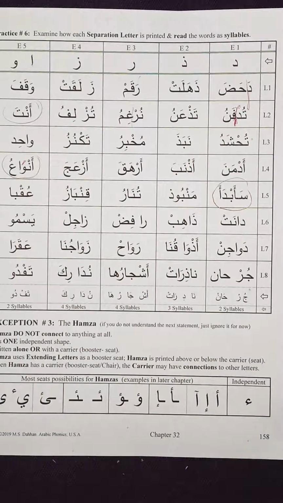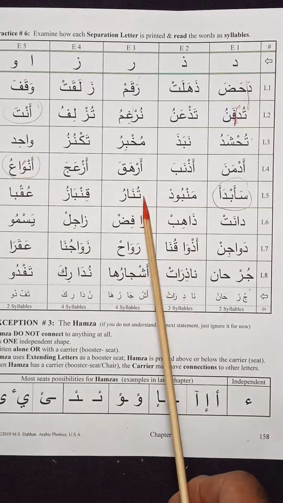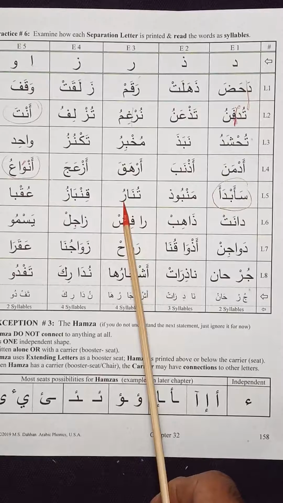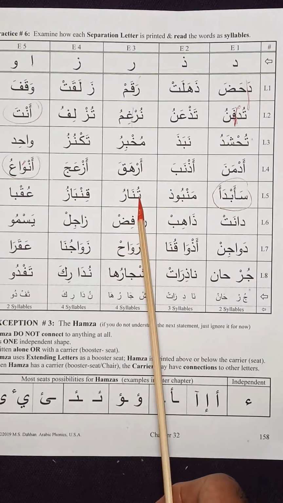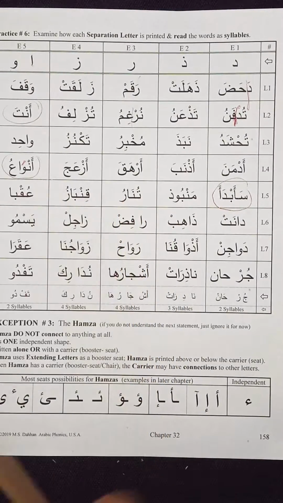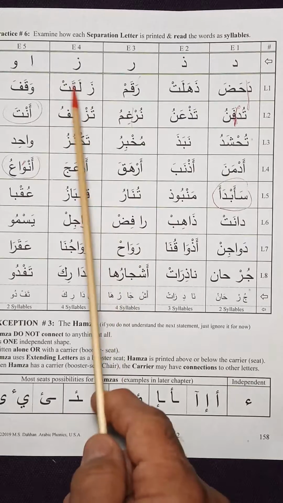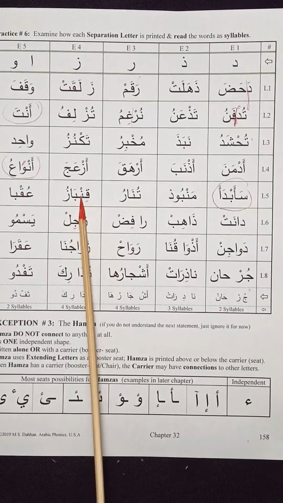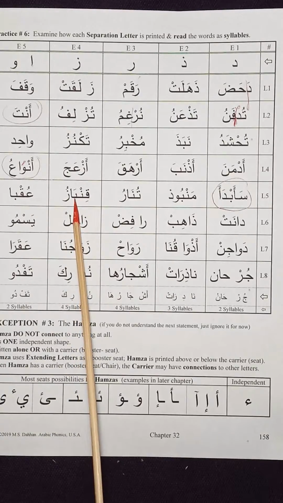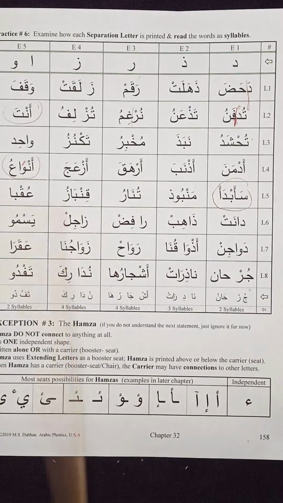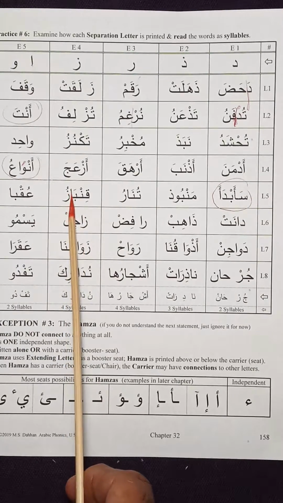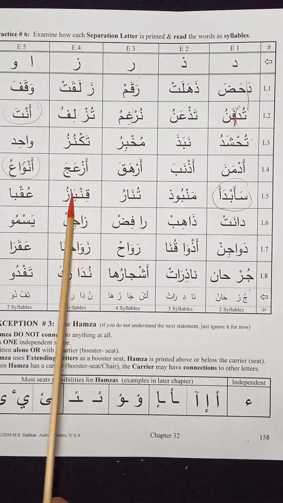I'm showing you variety. That's why I put them here. Here, two. Naru. One syllable, two syllables, three syllables. Here, this letter will be here. Qin. That's one syllable. Ba. Zu. And the break here happened because of this alif, the extending letter alif.